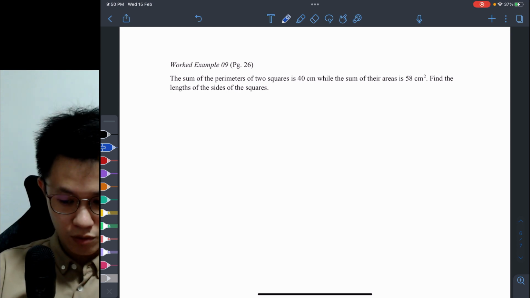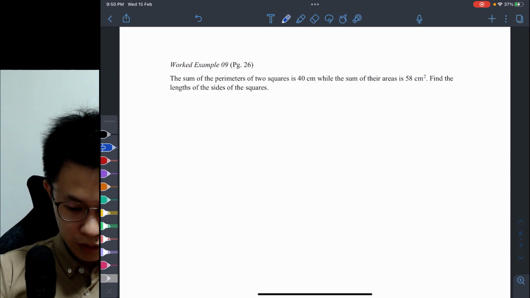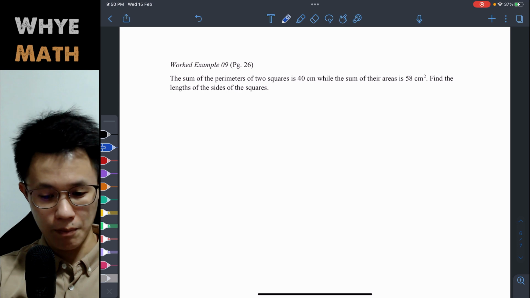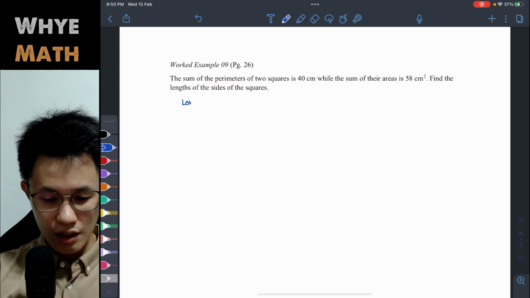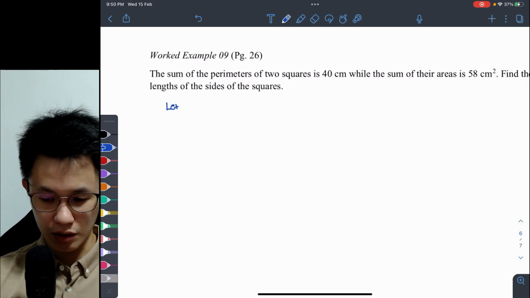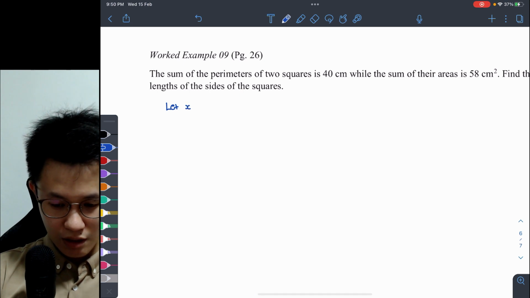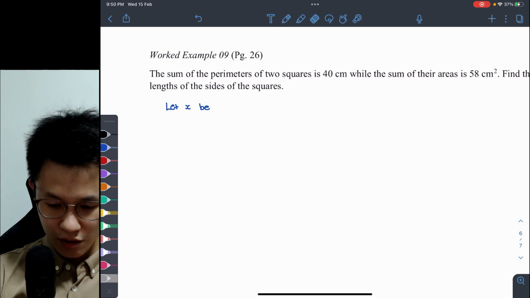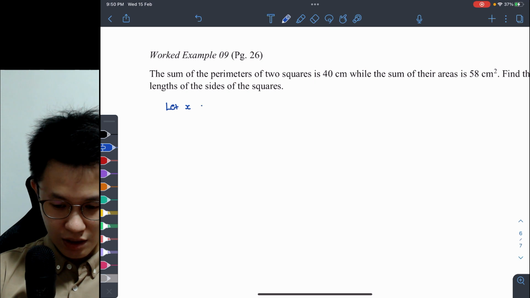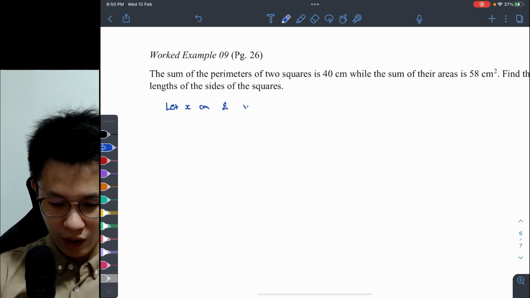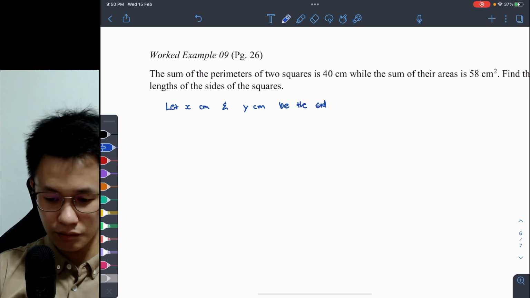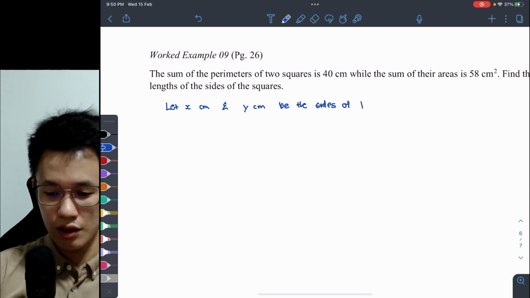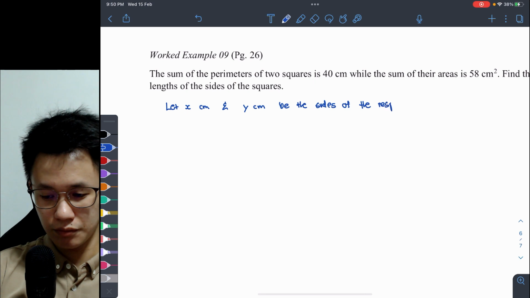So we have two of them, right? What we're going to do is use algebra. We're going to let x cm and y cm be the sides of the respective squares. I don't know which one is what, but we're just going to denote it first.